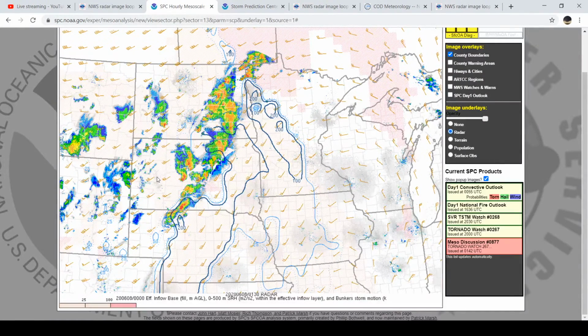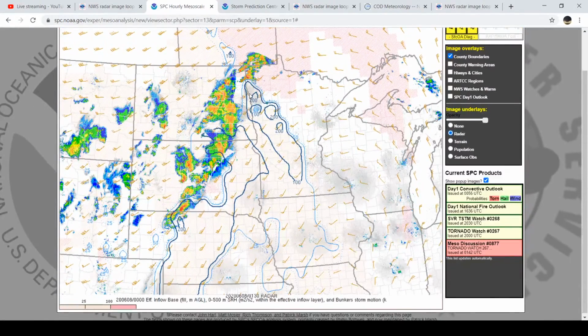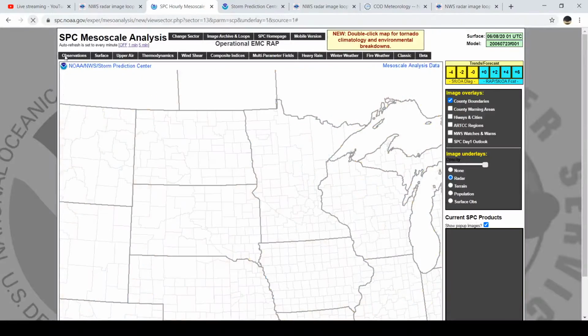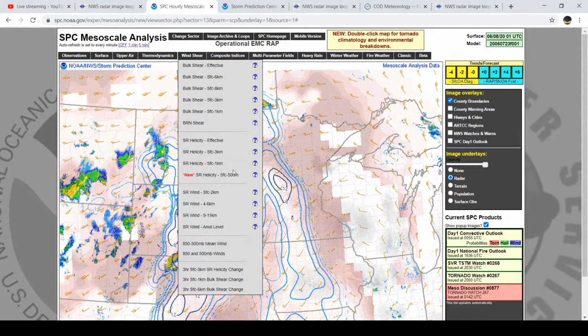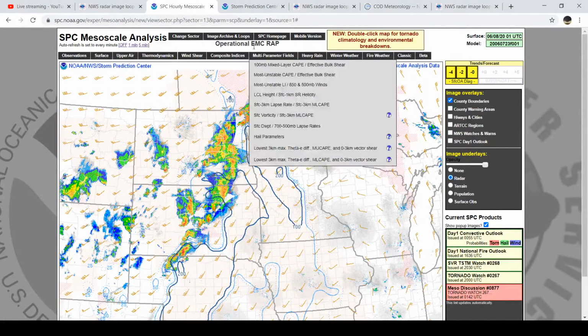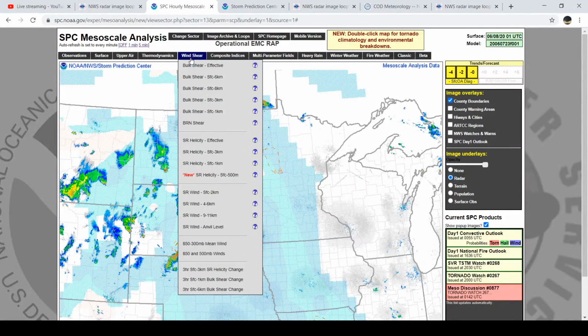As we can see, it looks like the environment has changed. There is not as much 0 to 500 meters SRH. Why did this happen? I have no idea. I bet it's probably because of all the impedance happening from these storms. Maybe.